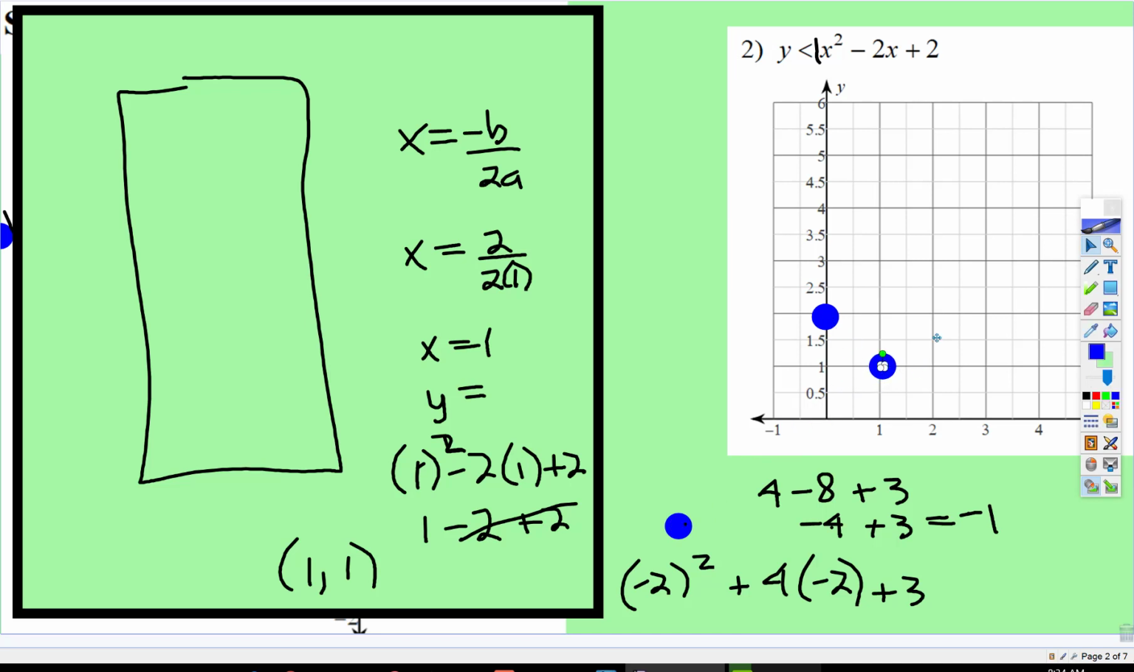Well, that means since this is symmetrical, remember, if it's the vertex point, there'll be an axis of symmetry that runs through the vertex. And now we have enough information. This is y is less than, so that will be a dashed line. It's not a solid line.